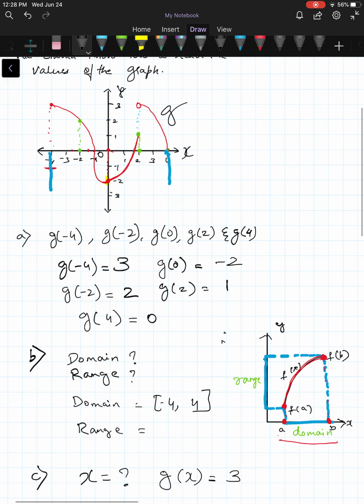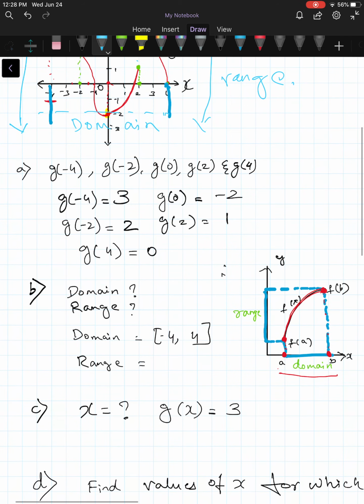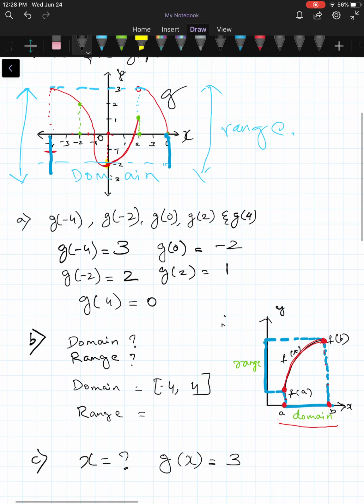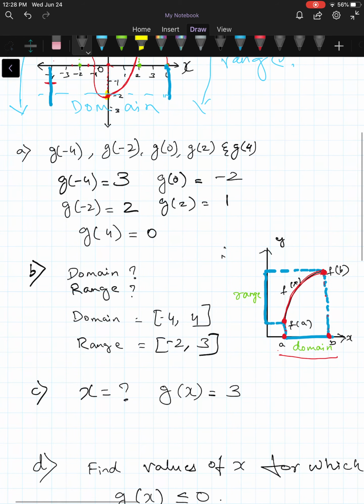What is the range? If we look at the y-axis, the function is taking values from +3 to -2 here. So this would be our range, and this is our domain. So our range is, hold on, the closed interval -2 to +3. So that is the domain and the range.